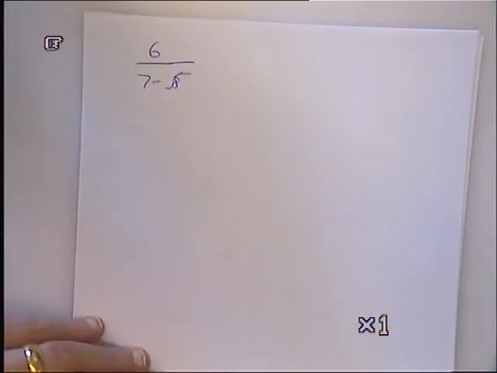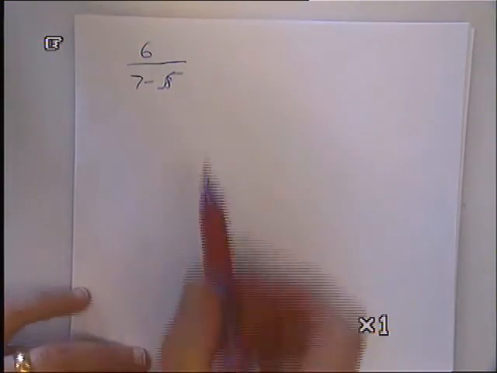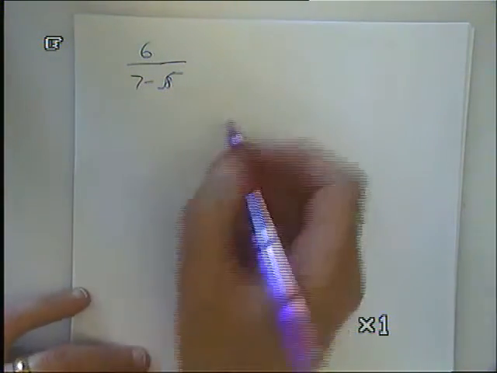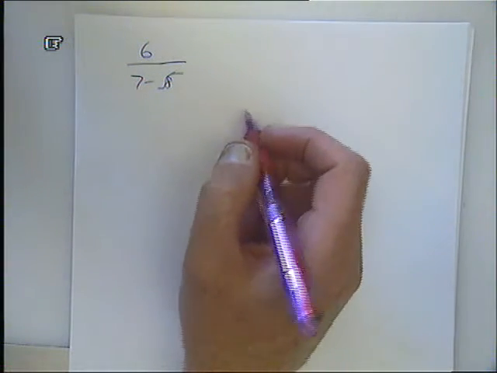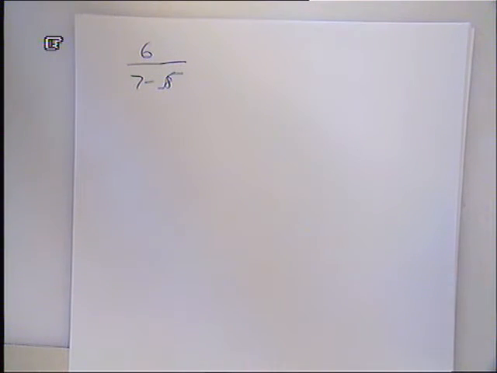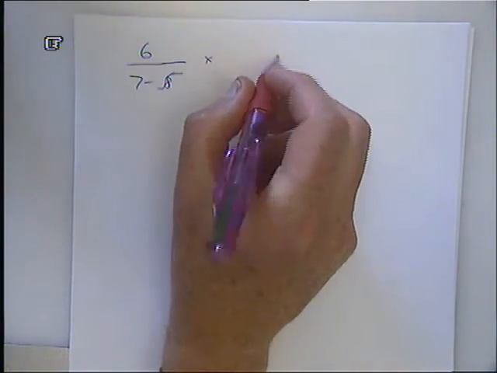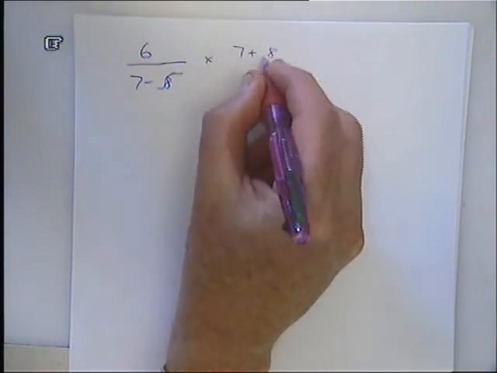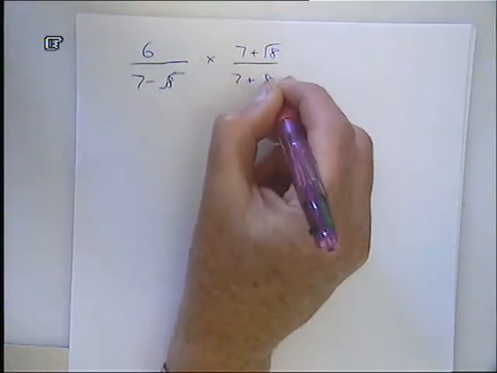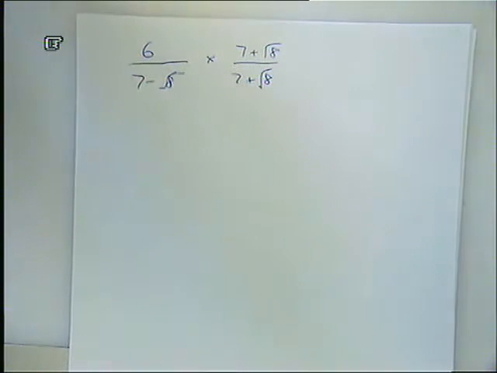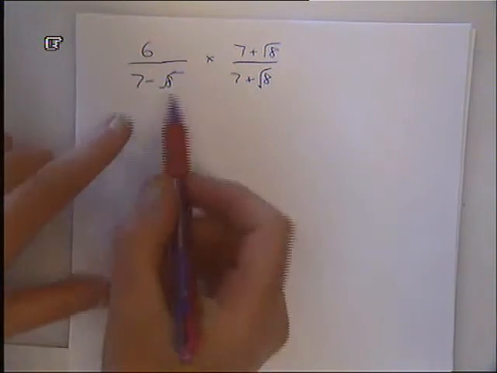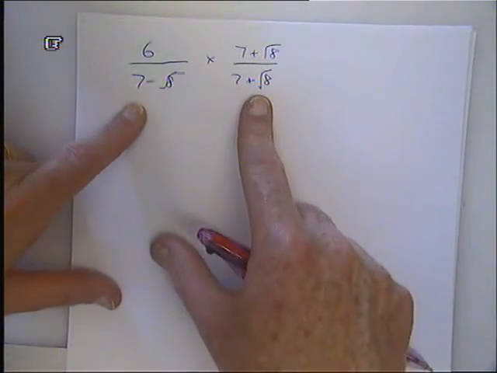I'll try and sort this focusing out a minute. Okay, so 6, 7 and 8 in there. What would my first step be, Catherine? Seven plus root 8 over 7 plus root 8, yeah. That's right. How would you go about, James, doing this bit here times that bit there?